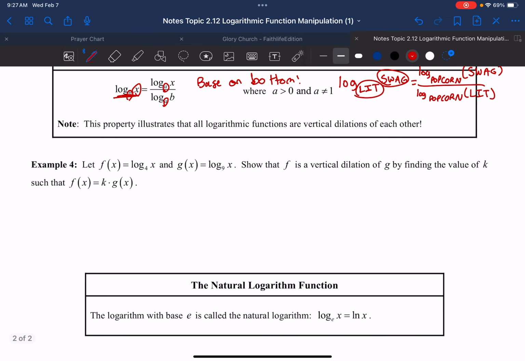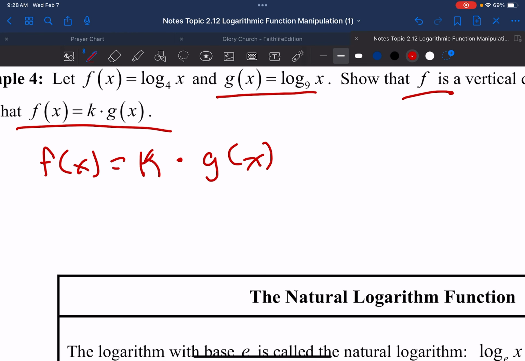Let f of x equal log base 4 of x and g of x equals log base 9 of x. Show that f is a vertical translation by writing it in this form. So f of x is equal to k times g of x. Okay, so let's write out what they want. f of x equals k times g of x. And then I could rewrite this as log base 4 of x, because that's what f of x is. And g of x is equal to log base 9 of x.